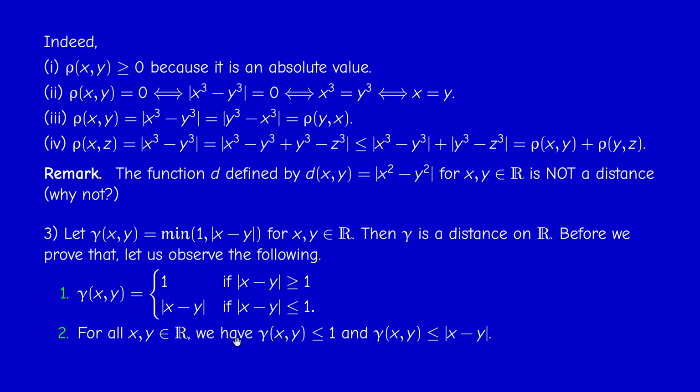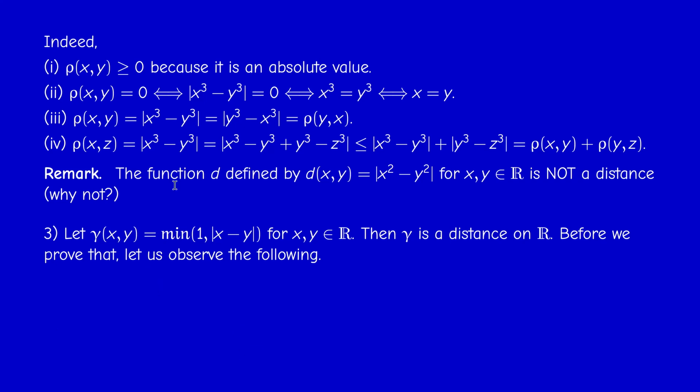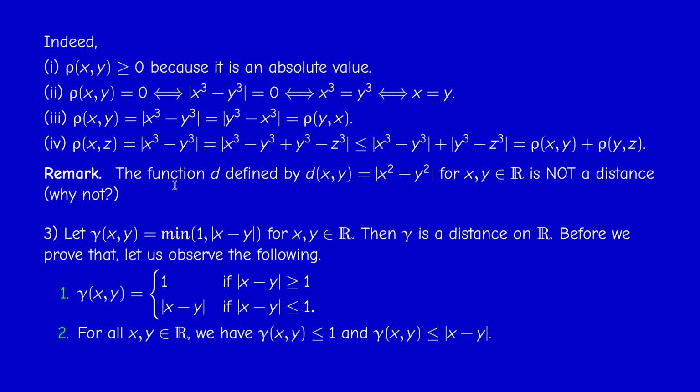And the second thing is that gamma is always less than 1 because it's the minimum, right? The minimum between two numbers is less or equal than both. So gamma is always less or equal than 1 and less or equal than the absolute value of x minus y, no matter what x and y are. Okay, so gamma is always bounded by 1. And I will use these observations in the proof that this is a distance.